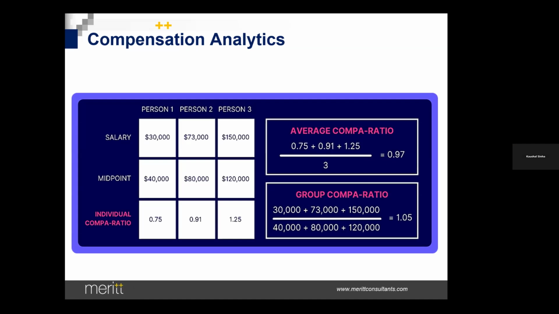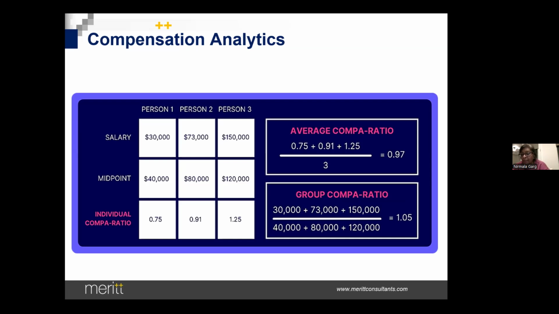So all three of them are well paid. The average of all three is still less than the midpoint. Still less than the midpoint. Therefore, your wage cost is not very high. That means anything which reflects higher than one, then you will know exactly, hey, I need to do something about it. Are you with me?